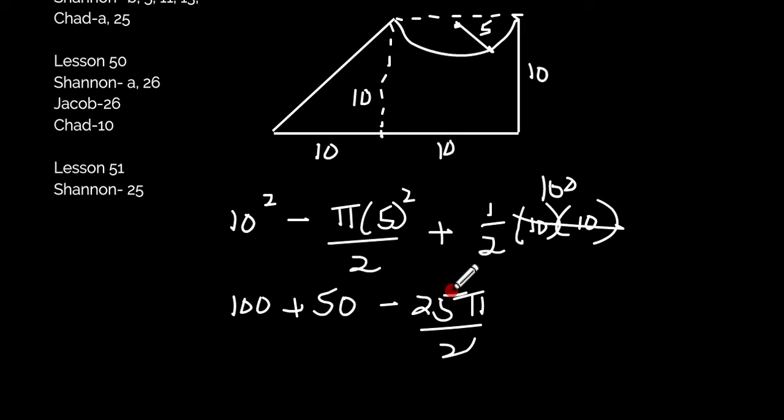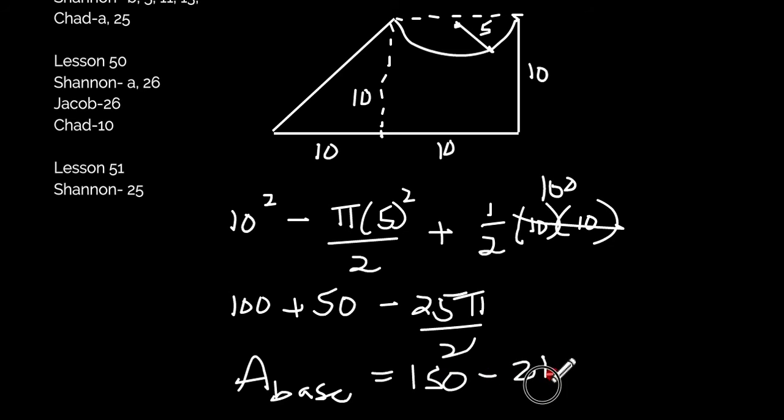Okay, I didn't finish this one yet. That's just the area of the base. That's all we're doing right now. So the area of the base is going to be 150 minus 25 pi over 2. Messy as that, that's the area of the base.